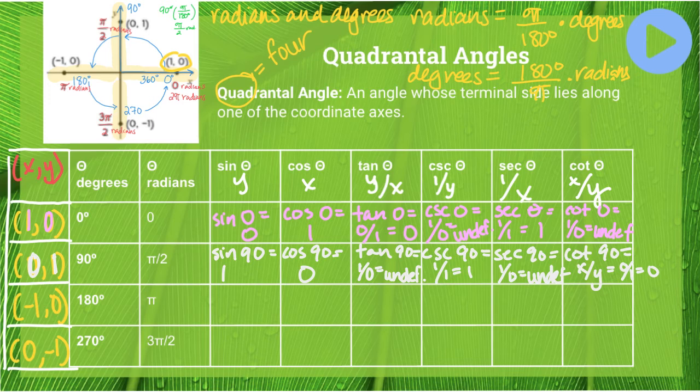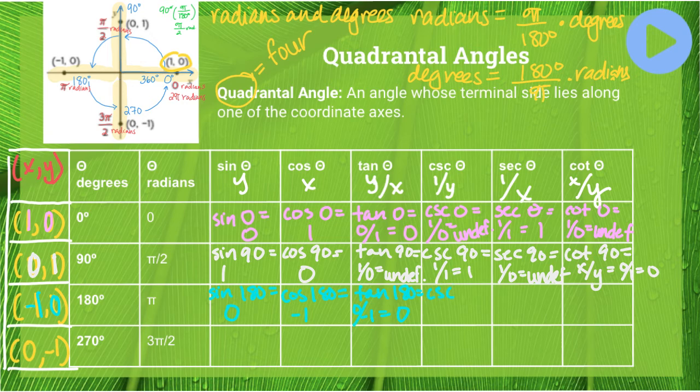And now we move on to our 180. And we just continue this same process. So sine of 180 is y, and y here is 0. Cosine of 180 is x, and x here is negative 1. Tangent of 180 is y over x, so that's 0 over negative 1, which is still 0.